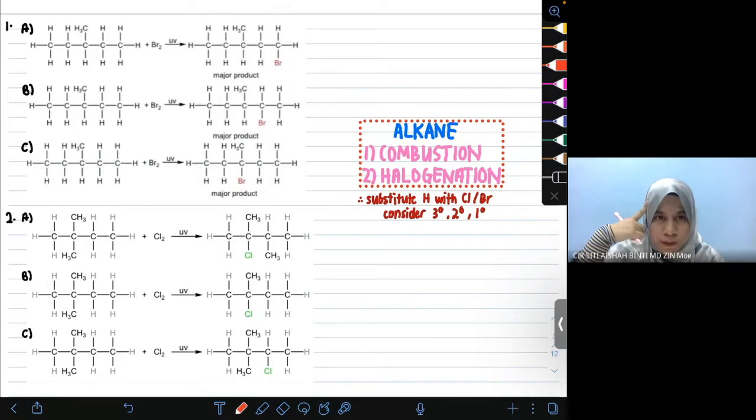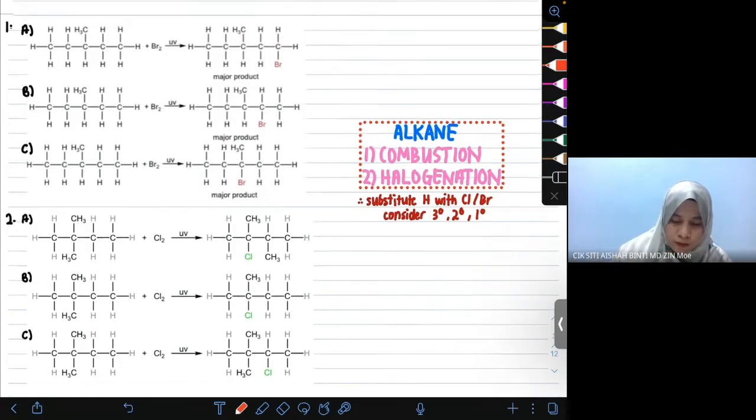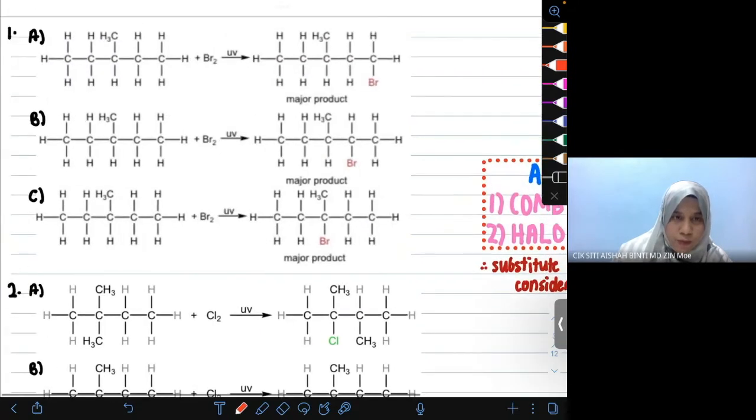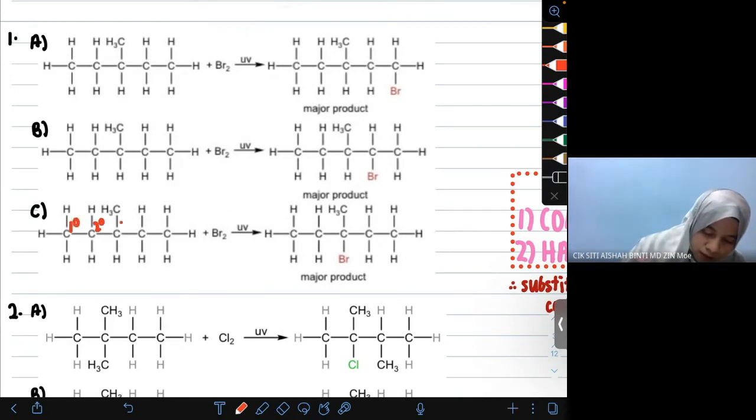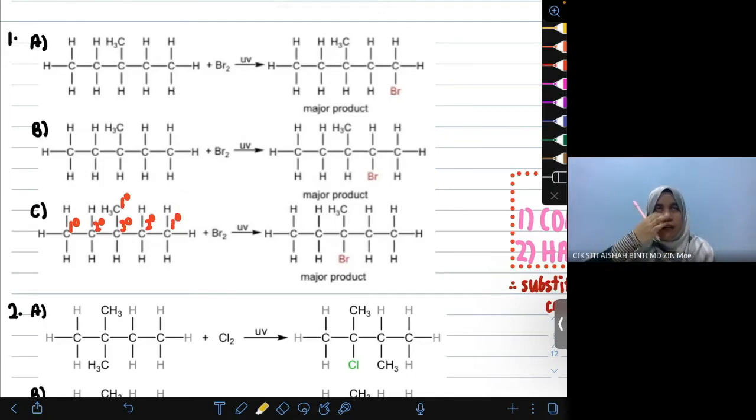Okay, so jawapan dia, kat sini, bila kita zoom in dekat yang ni, question number 1 ni. Okay, kita zoom in. When we do the classification, here is actually our primary, secondary, tertiary. Ni primary carbon, secondary, primary. So from here, the most stable one is actually the one with the higher class, yang tertiary ni kan.